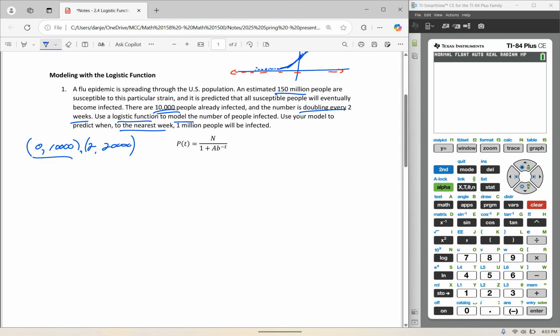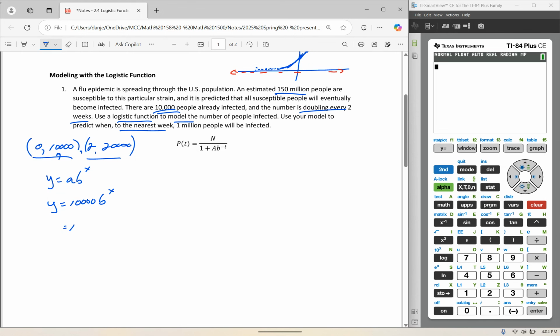Now, if we observe that initially at time t equals 0, 10,000 people are infected, and it's anticipated that 2 weeks later, 20,000, we could use y equals a times b to the x to find the exponential function that we would expect to model this growth. Since the initial y value was 10,000, we know that that's a. So y equals 10,000 times b to the x.